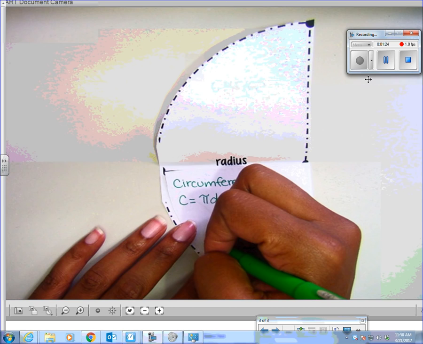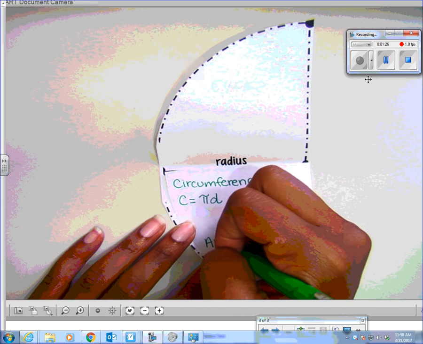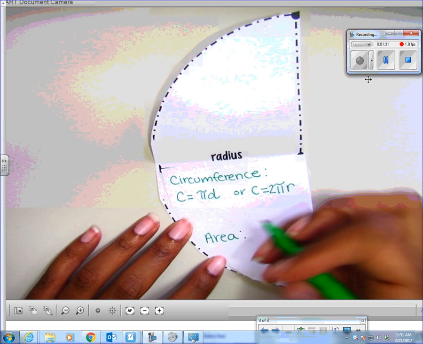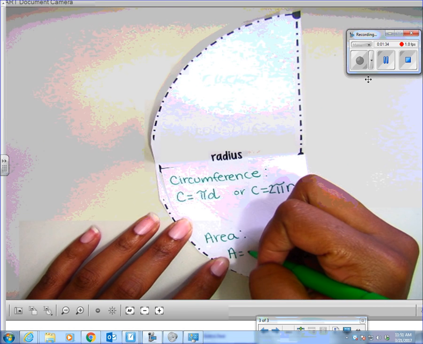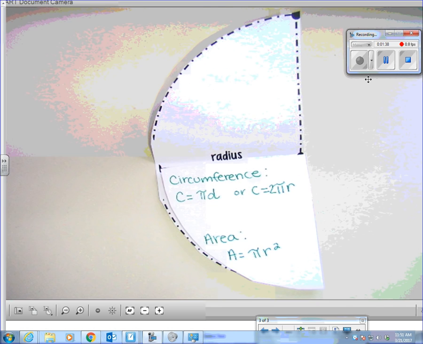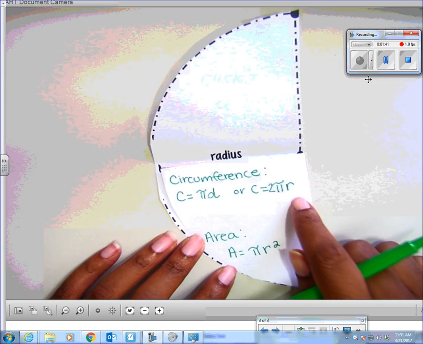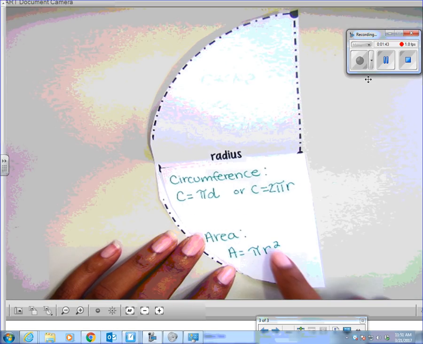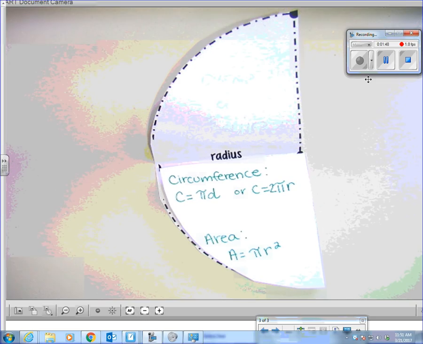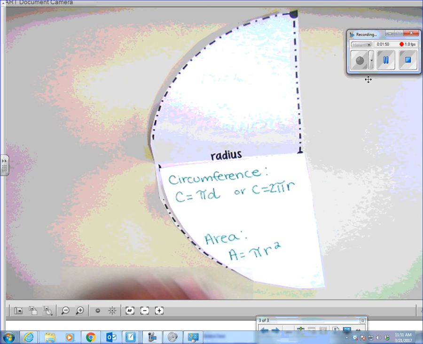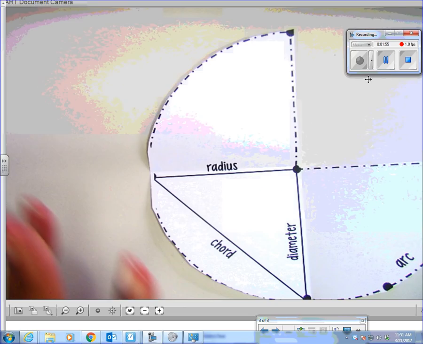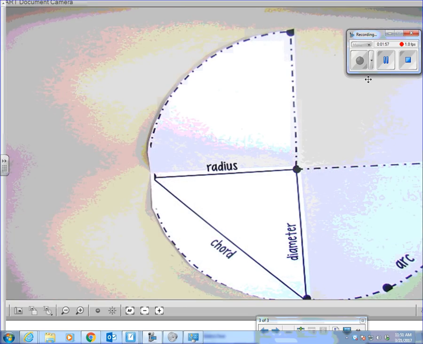Next, I want you to know the formula for area of a circle. And the formula for area of a circle is area is equal to pi r squared. Remember, that's different than multiplying 2 times pi times r. This is actually raising r to the second power. Okay? So if you have different color highlighters, that would be helpful so we can label the parts on the inside of a circle.